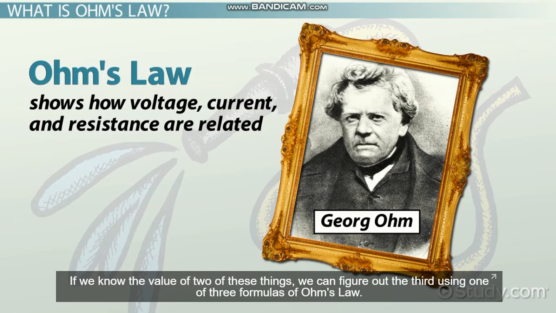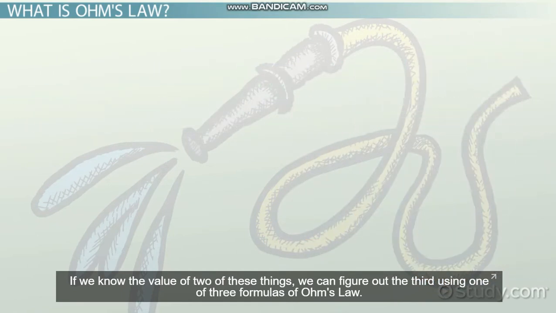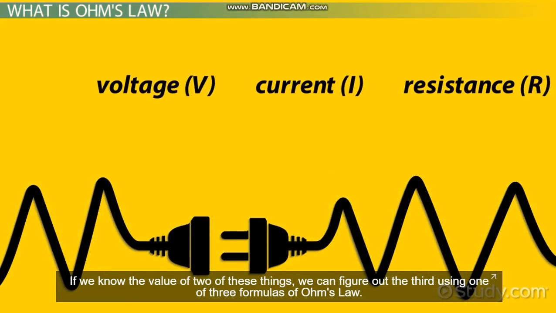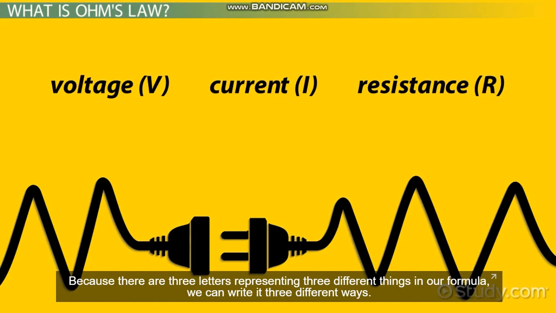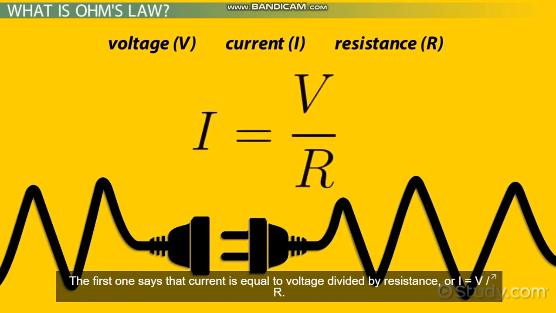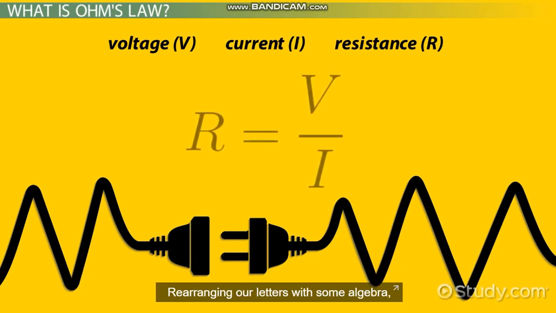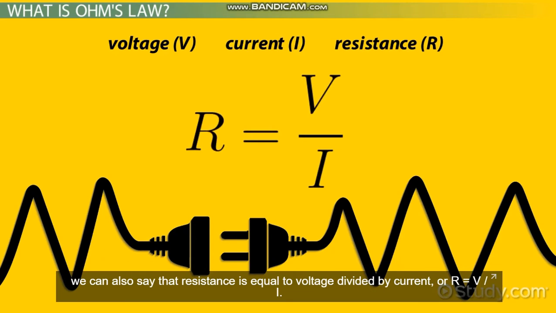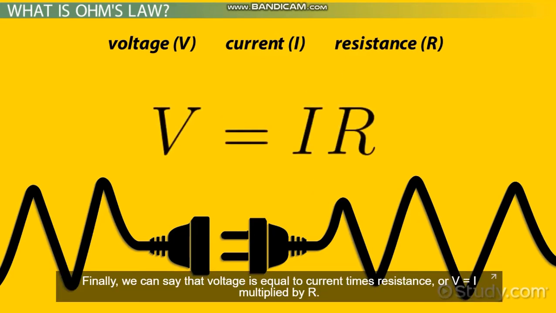If we know the value of two of these things, we can figure out the third using one of three formulas of Ohm's law. Because there are three letters representing three different things in our formula, we can write it three different ways. The first one says that current is equal to voltage divided by resistance, or I equals V divided by R. Rearranging our letters with some algebra, we can also say that resistance is equal to voltage divided by current, or R equals V divided by I. Finally, we can say that voltage is equal to current times resistance, or V equals I multiplied by R.